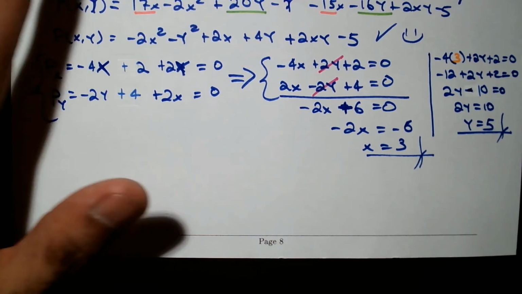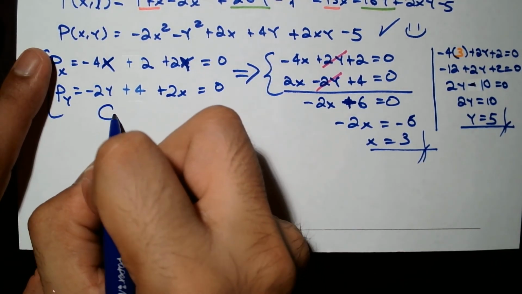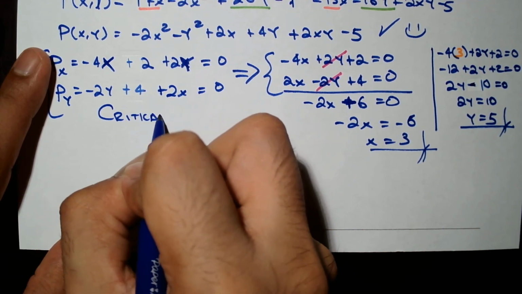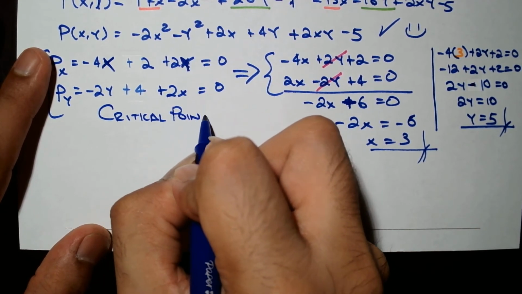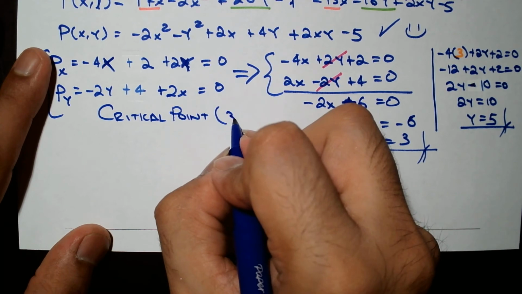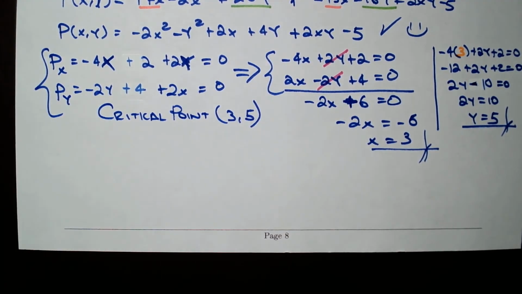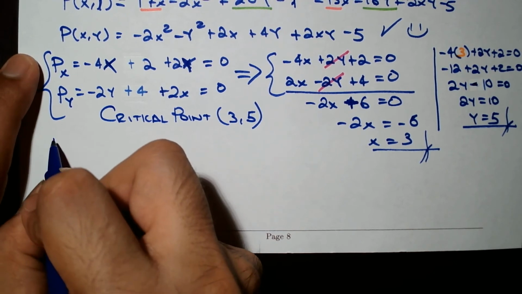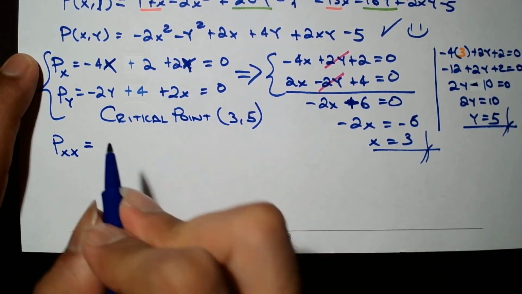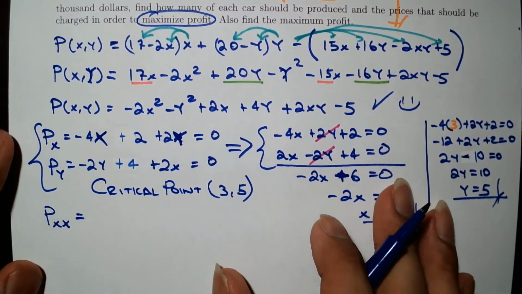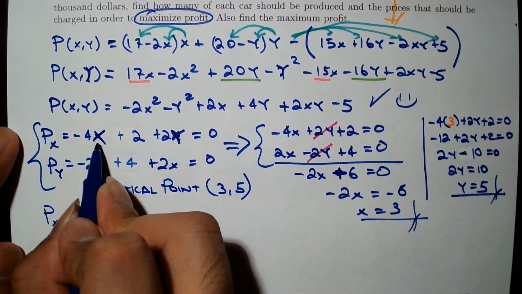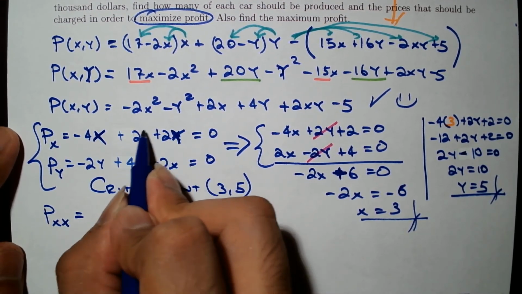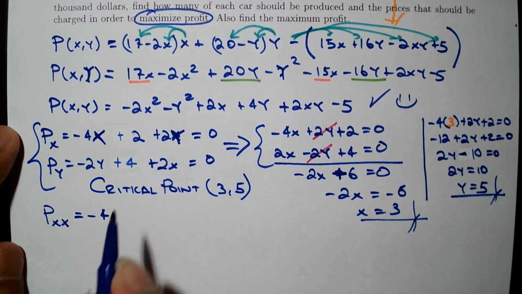Alright, so what do we have? Critical point (3, 5). What are we going to do? We are going to use the D-test to test this point, but we need the second partial with respect to x. So the first partial was negative 4x plus 2 plus 2y. These two terms zero out, and I get negative 4.